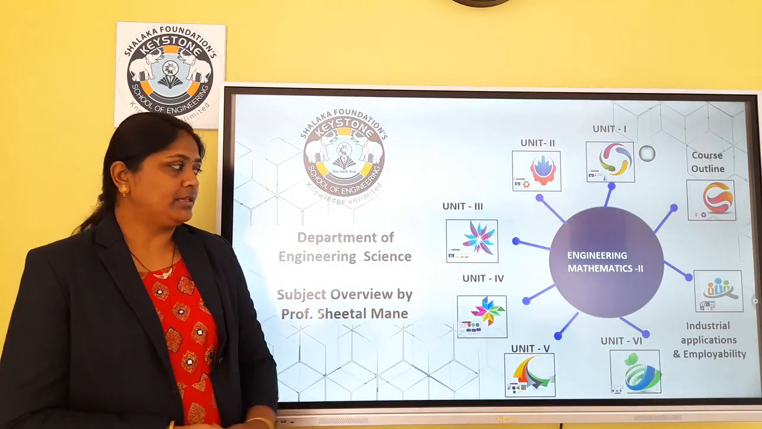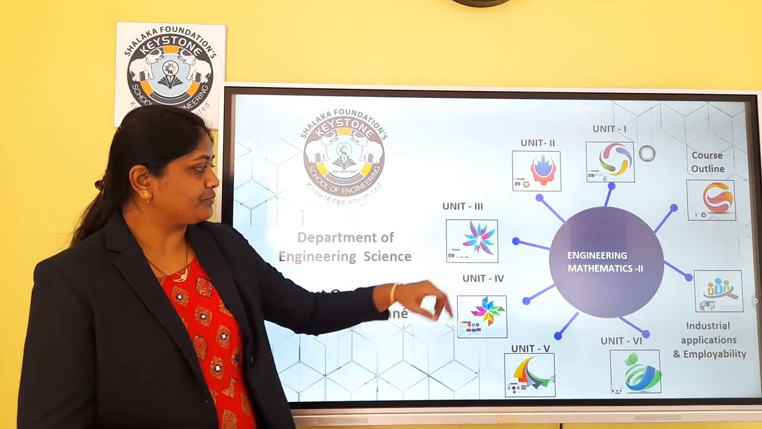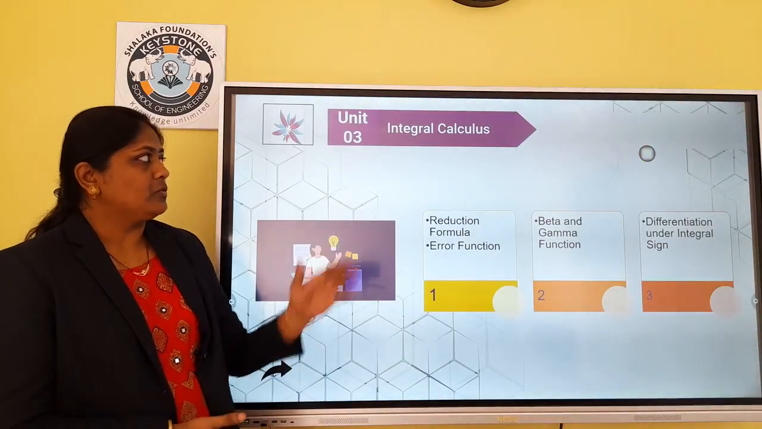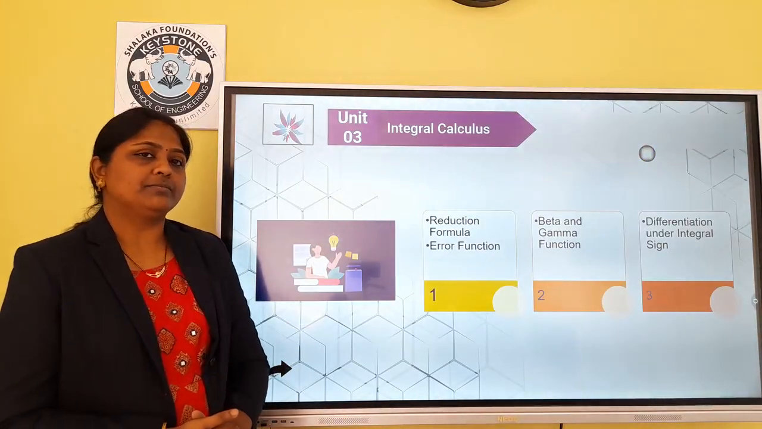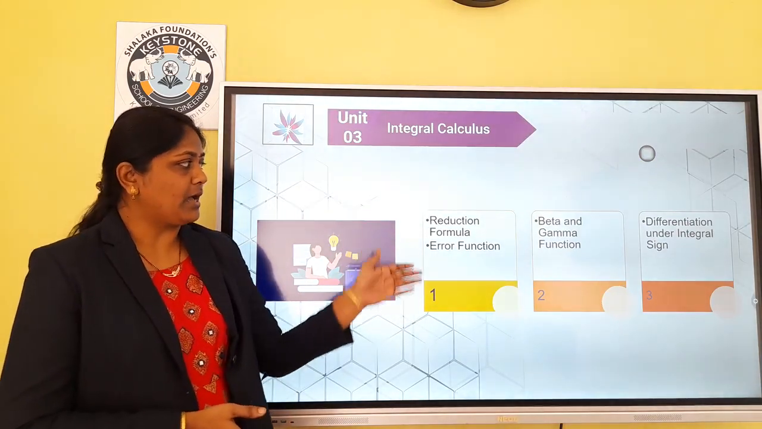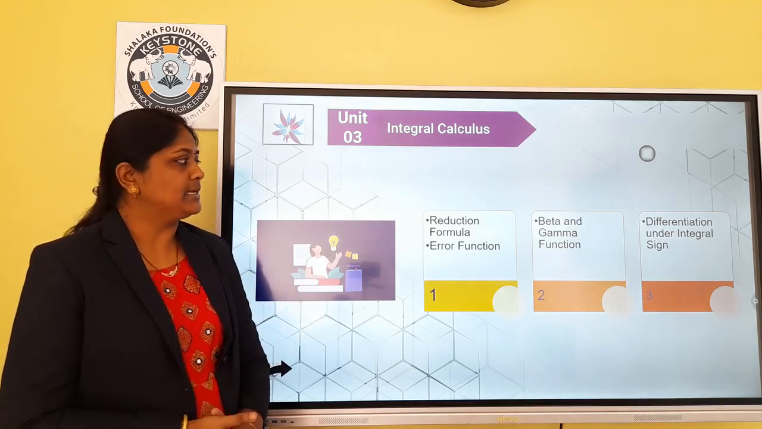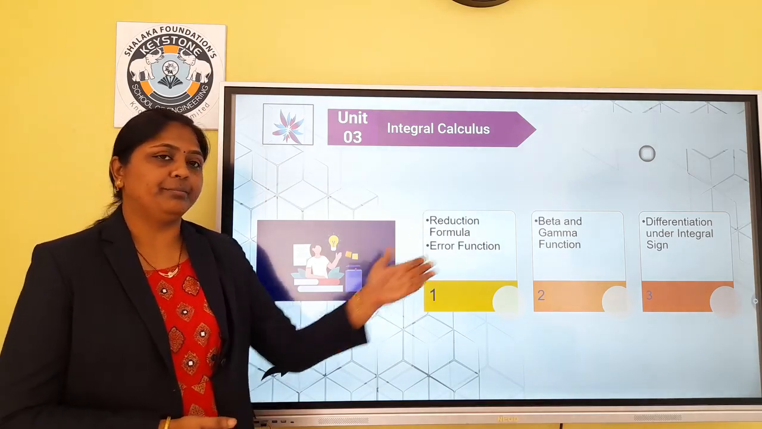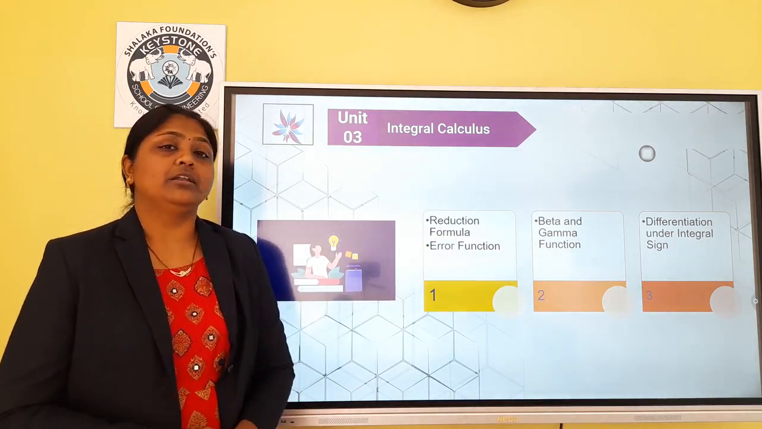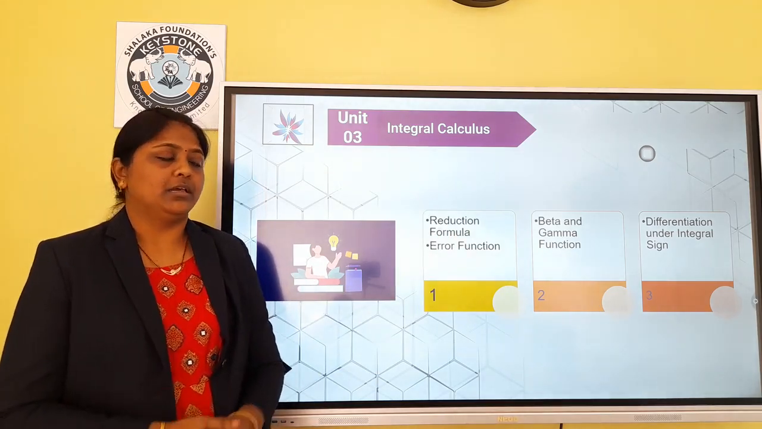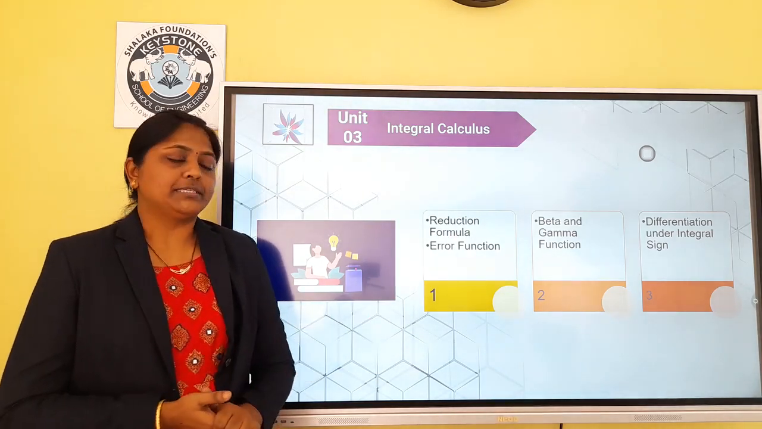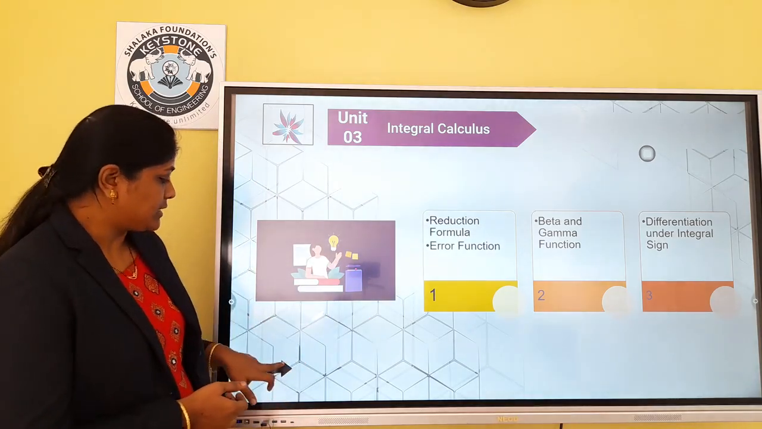Unit 3 is the integral calculus. So why do I have to learn this integral calculus? Before that, we see the subcontents. Here we have to learn four subtopics: the reduction formula, error function, beta and gamma function, and differentiation under the integral sign. These four topics you have to study in this integral calculus.